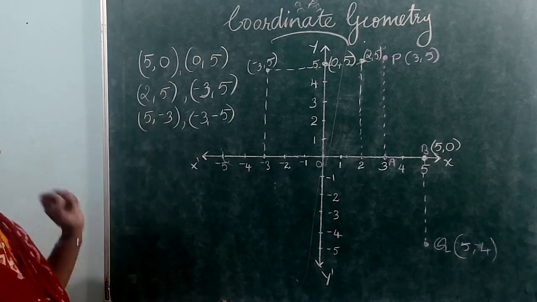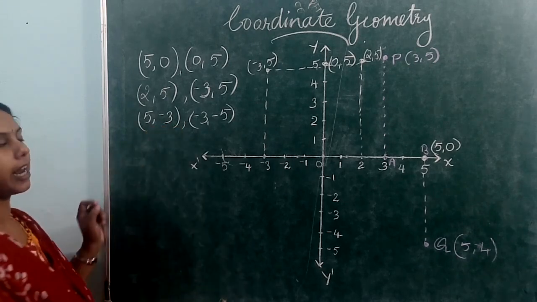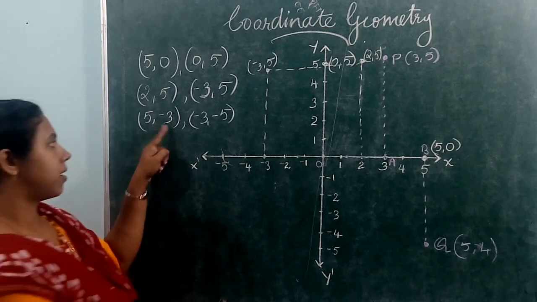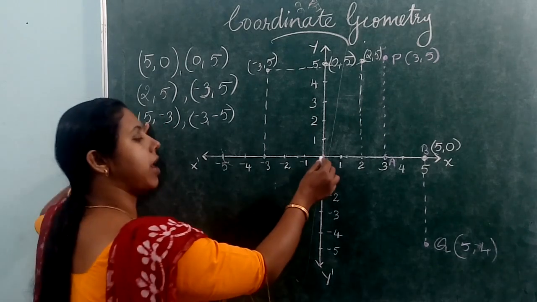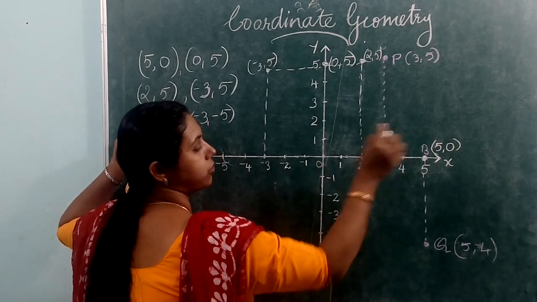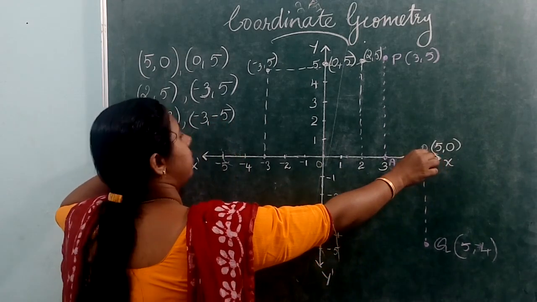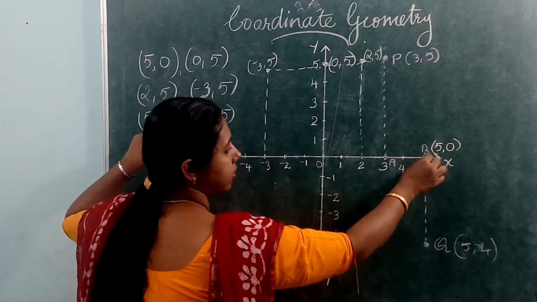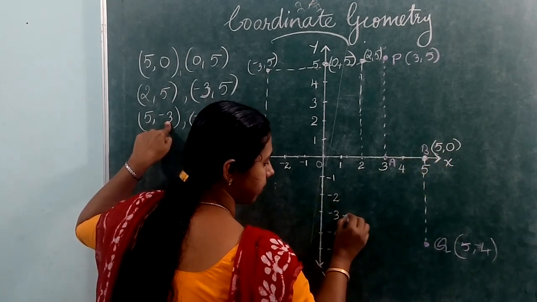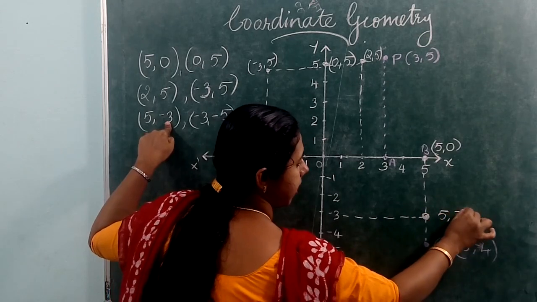Next, 5, minus 3. Where will you mark 5, minus 3? Here x coordinate is 5, y coordinate is minus 3. X coordinate is 5, so move in the positive direction along x-axis. Distance from y-axis to the point is 5 units. So move 5 units along. Then y coordinate is minus 3, so move downwards, sorry, 3 units. So this is the point 5, minus 3.